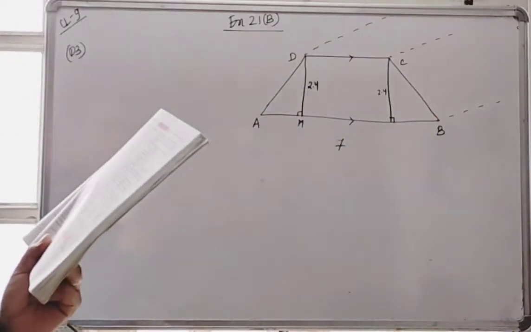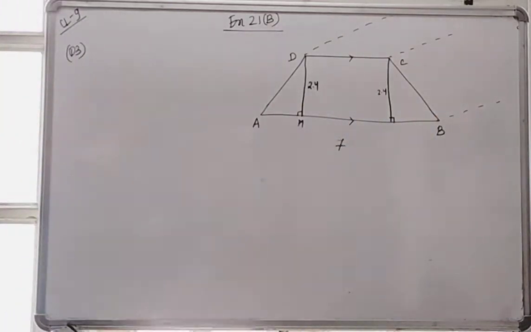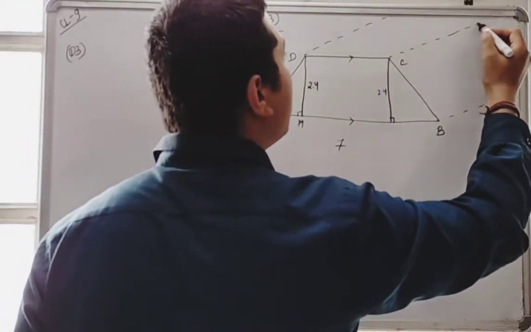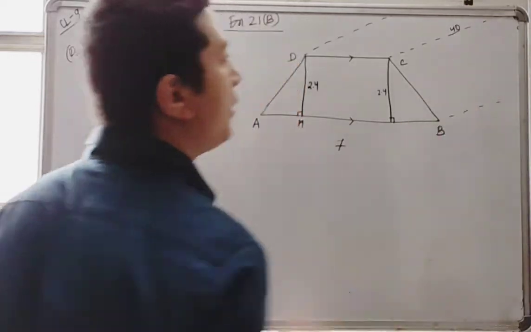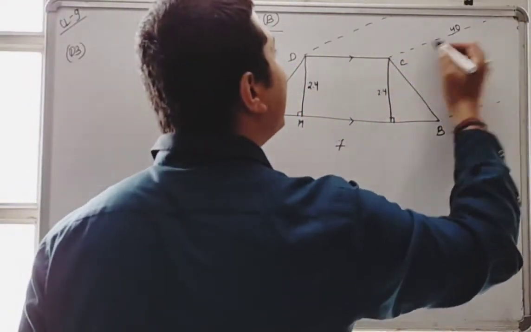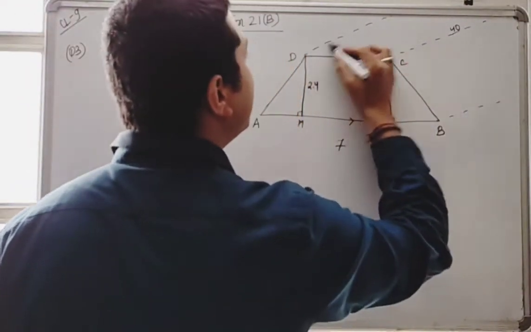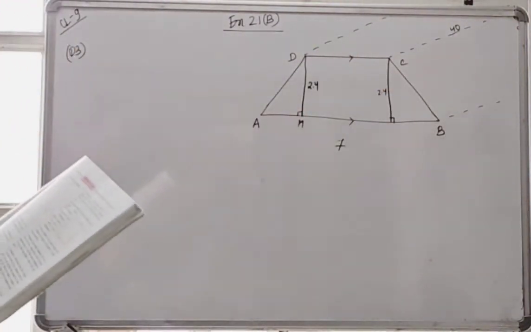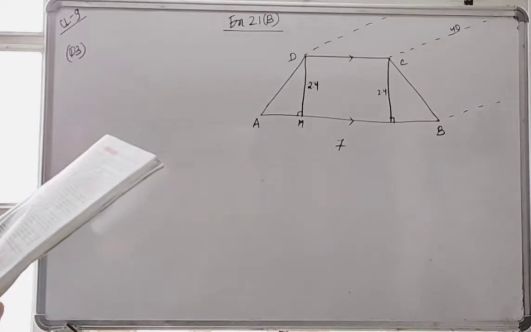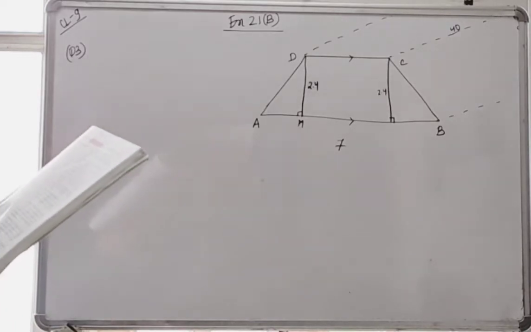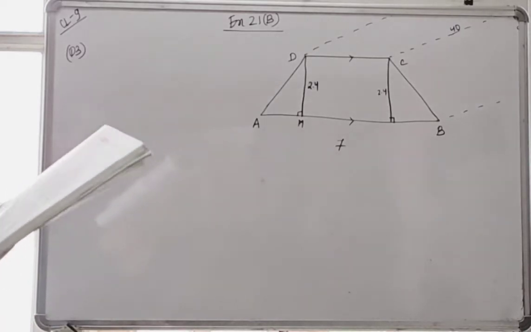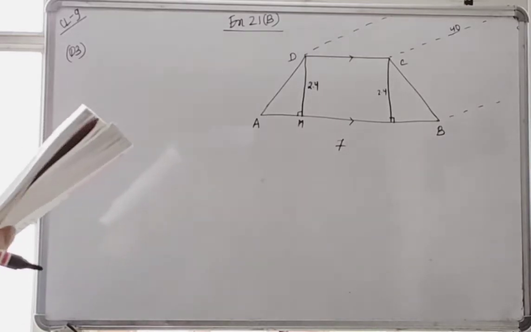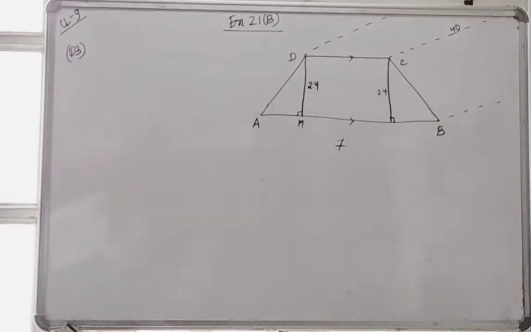Am I clear? The tunnel is 40 meter long. 40 meter long means it goes from here to here. This length is 40. From here to that side, it is 40. Calculate the cost of the painting in the internal surface of the tunnel at the rate of rupees 5 per meter square.